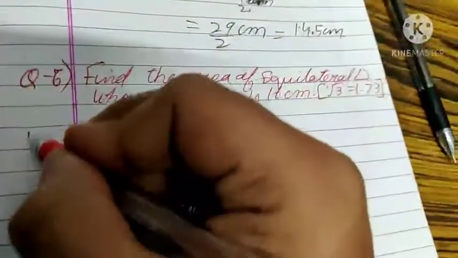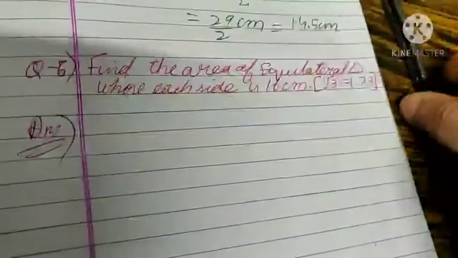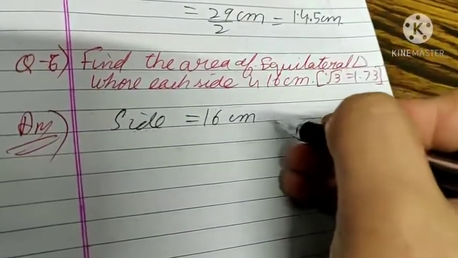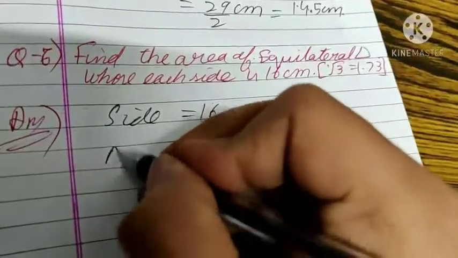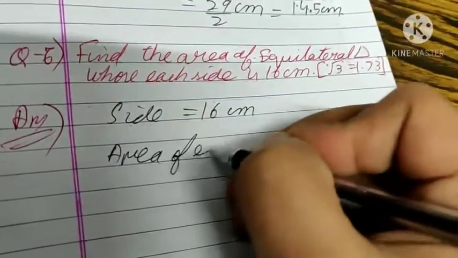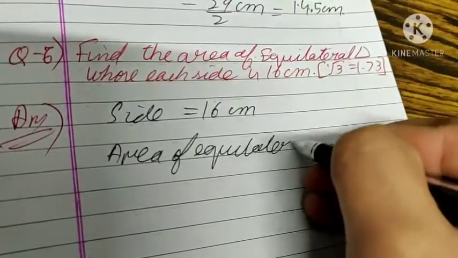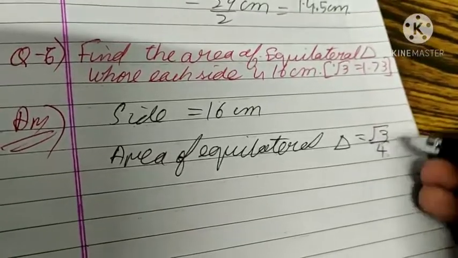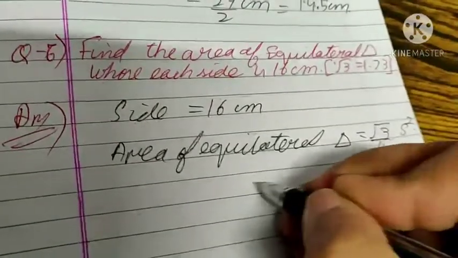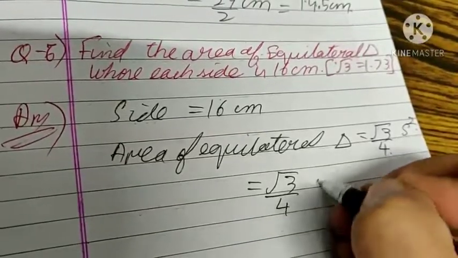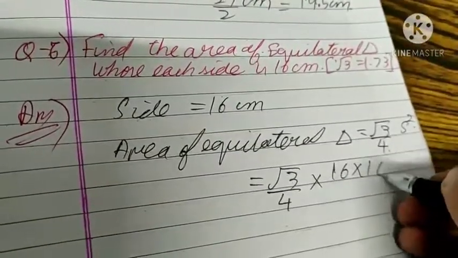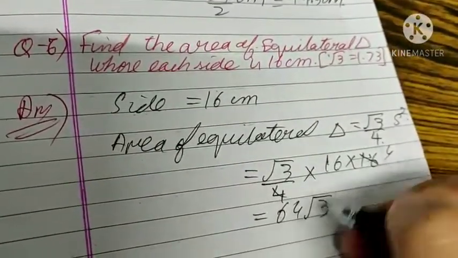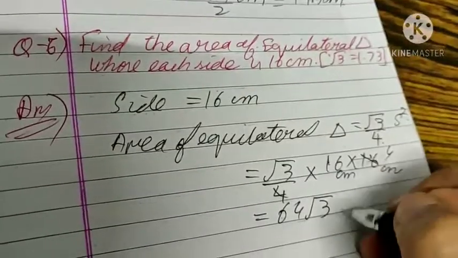So here our next question is, side of an equilateral triangle is given as 16 centimeter and you have to find the area. So area of an equilateral triangle is root 3 by 4 side square. So root 3 by 4 into side is 16 into 16, cutting it by 4 you are left with 4. 4 into 16 is 64 root 3. It is in centimeter, so centimeter square.